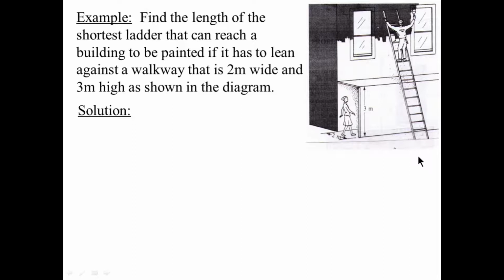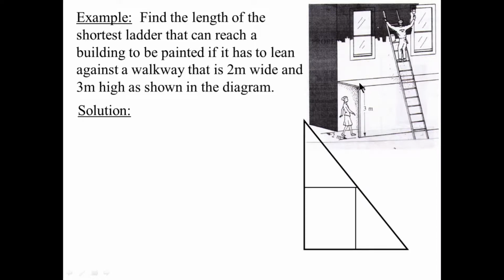And here's the painter on his ladder, and we want this ladder to be a minimum length. What's the shortest ladder? Well, the solution can go like this. Observe the diagram and draw a perspective of it like this from one end. This is like walking down the sidewalk, and we can see that the width of the walkway is this 2, and the height of this walkway is this 3.